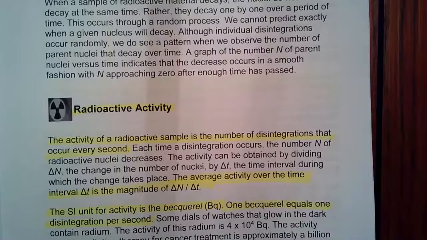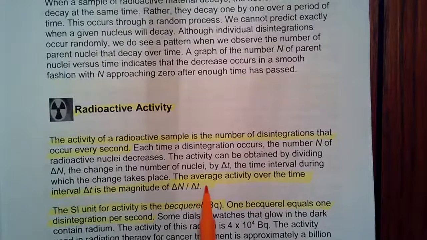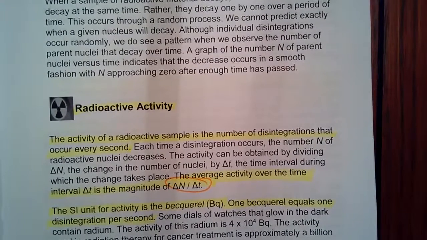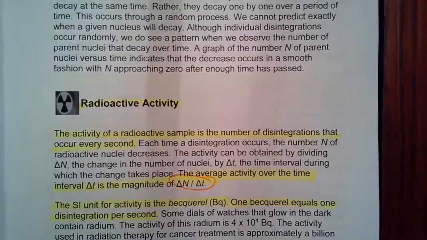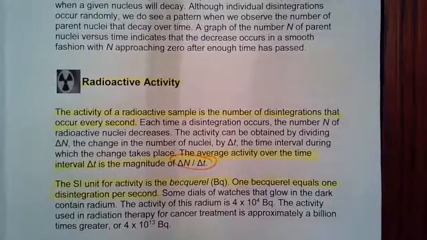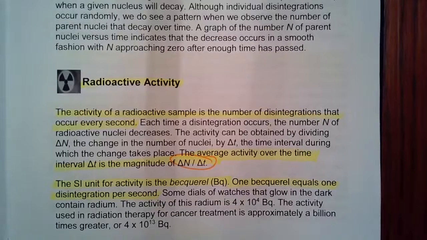So the activity can be obtained by dividing the number of nuclei that decay, which is delta N, over the amount of time that has passed. The average activity over the time interval delta t is the activity of the radioactive sample, delta N over delta t. The unit that we use to measure radioactivity is called the becquerel, Bq. 1 becquerel equals 1 disintegration per second.